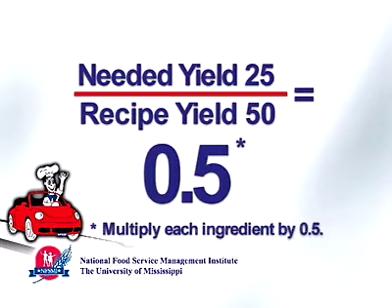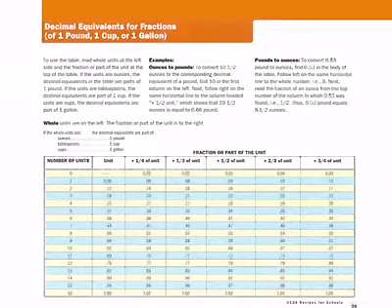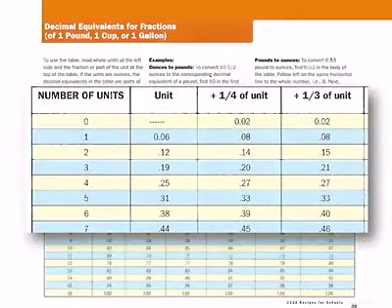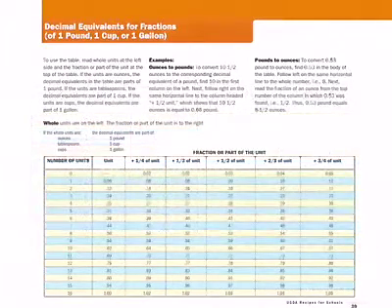Note that some weights and measures in recipes are given in fractions. Because it's easier to multiply by decimals than by fractions, convert the numbers using the decimal equivalents for fractions of a unit table found in the USDA recipes and in the Food Buying Guide for Child Nutrition Programs.